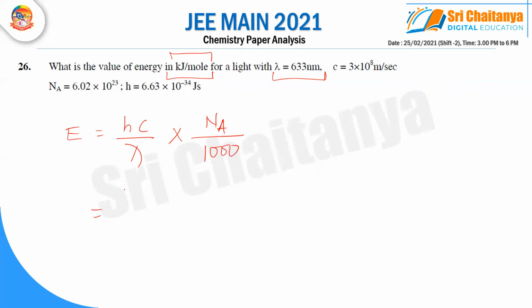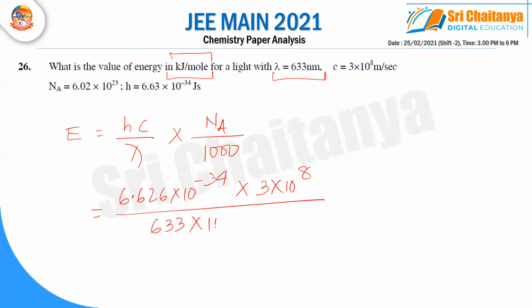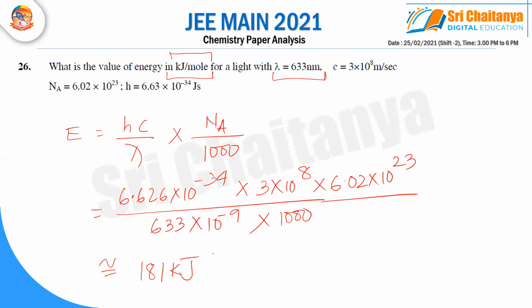So you put the values here, that is 6.626 into 10 to the power minus 34 joule second multiplied by 3 into 10 to the power 8 meter per second divided by lambda, that is 633 nanometer, which is 10 to the power minus 9, into 1000 here, and here 6.02 into 10 to the power 23. You simplify all this, you are going to get energy something very close to 181 kilojoule per mole.